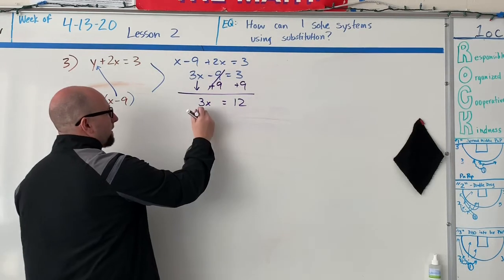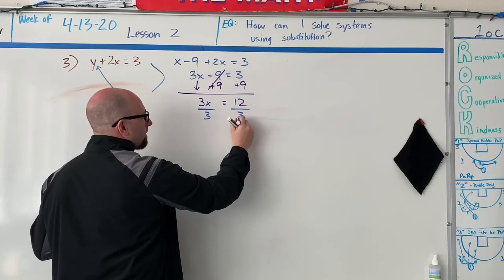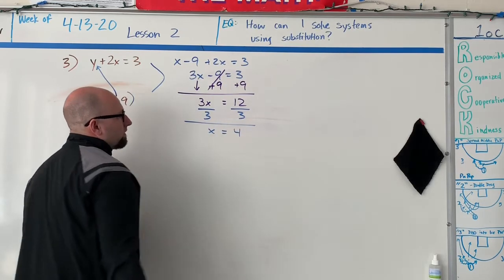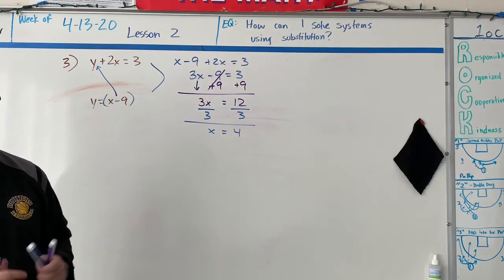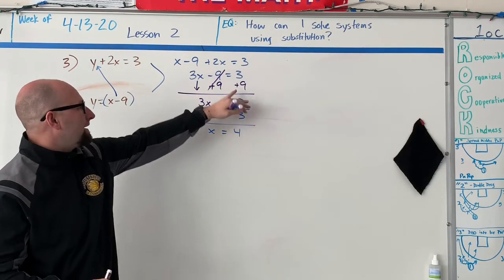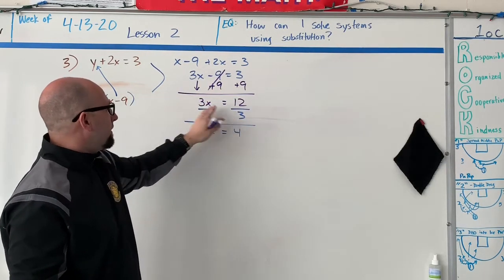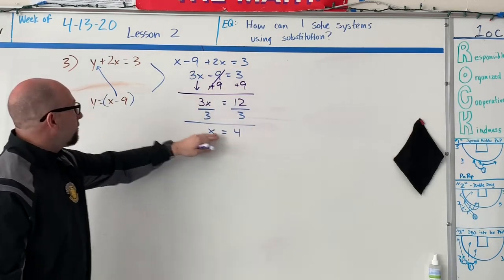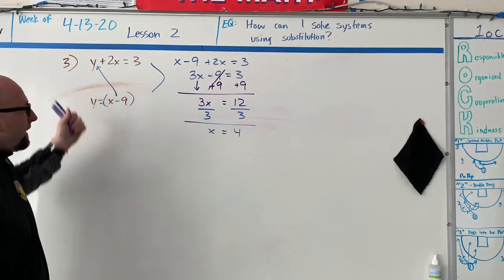Now I'm just going to divide by 3. Right there, so my x coordinate is 4. So: combine like terms, add 9, divide by 3. 3 divided by 3 is 1, 12 divided by 3 is 4. There you go.